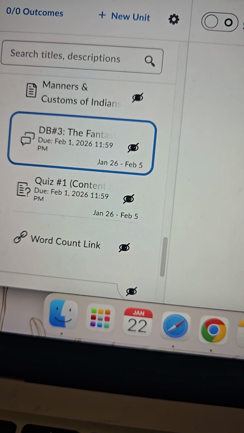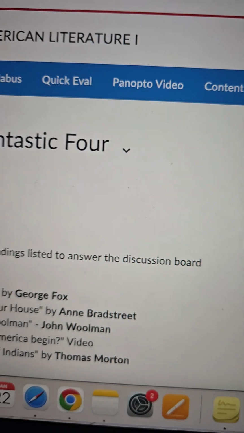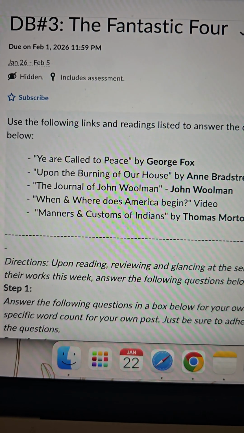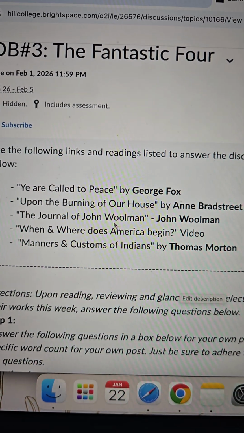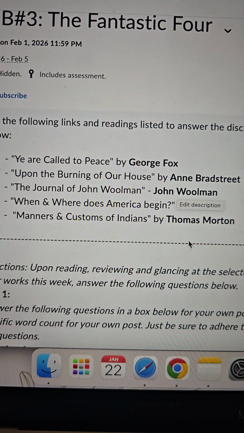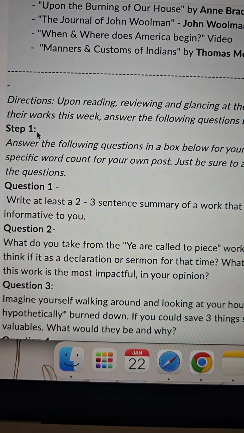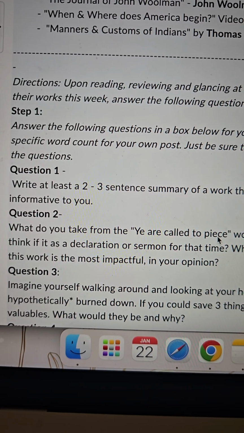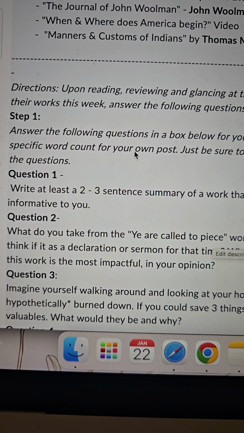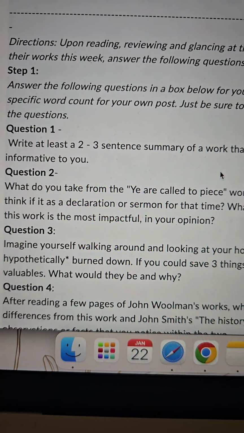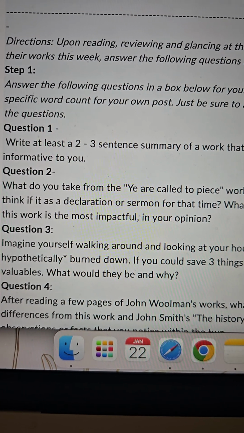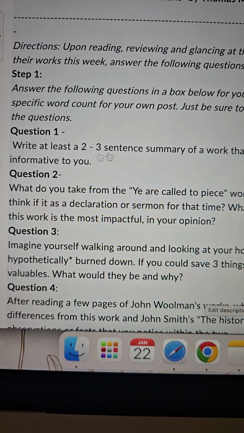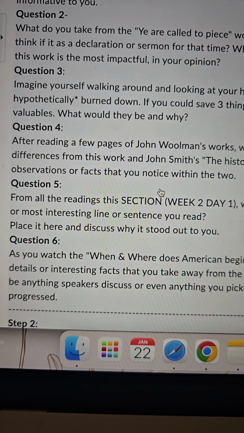After your readings, I also have discussion board number 3, the Fantastic Four. It says, after reading some of the following, I would like you to answer some of the questions. It tells you the reading and the author, and then it tells you, upon reading, answer the following questions. You are welcome to list all the questions in number or bullet form, or you can answer them simply yes or no. If it's asking for a word count, that's where the word count comes in. You can copy and paste everything and answer to your own liking, or you can just put question 1 and then write your own response.